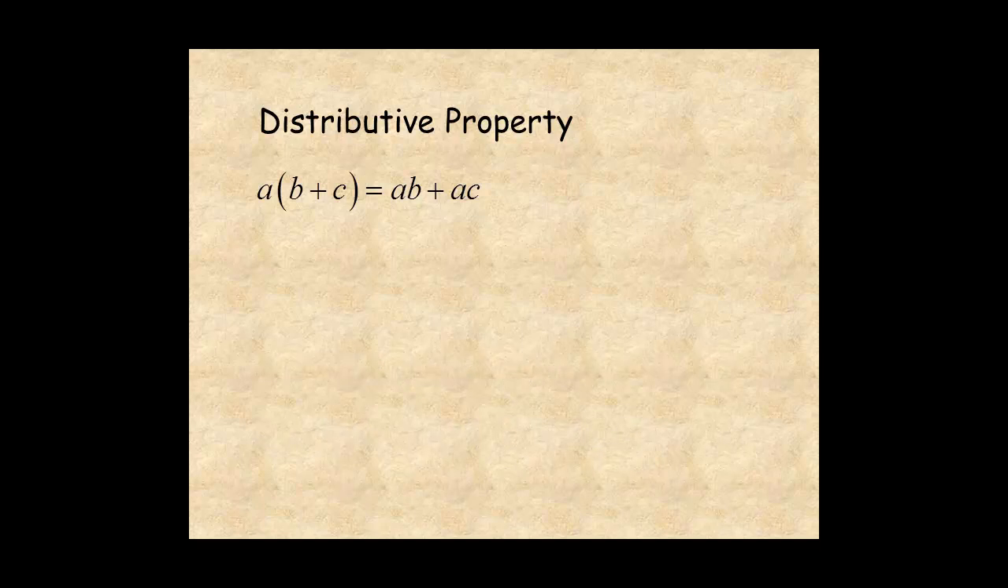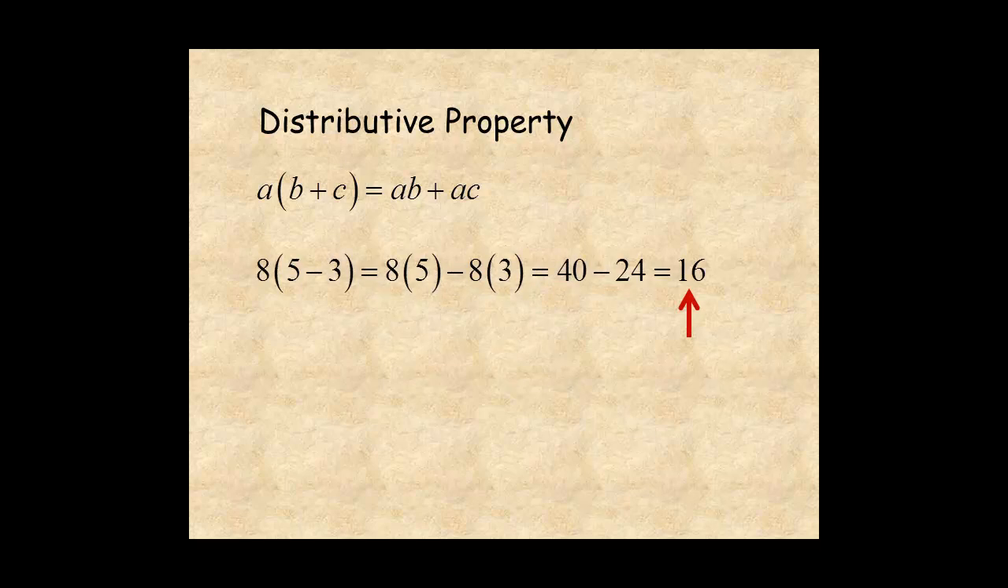You can also multiply a difference by a number. For 8 times (5 minus 3), multiply 8 times 5 minus 8 times 3. That's 40 minus 24, and you get 16. For a variable expression, 2 times (a minus 7) equals 2 times a minus 2 times 7, which is 2a minus 14.